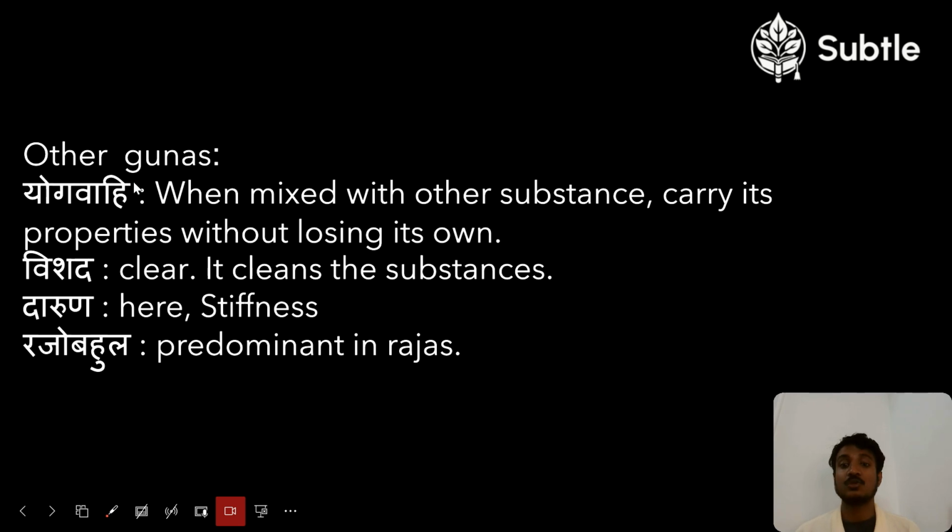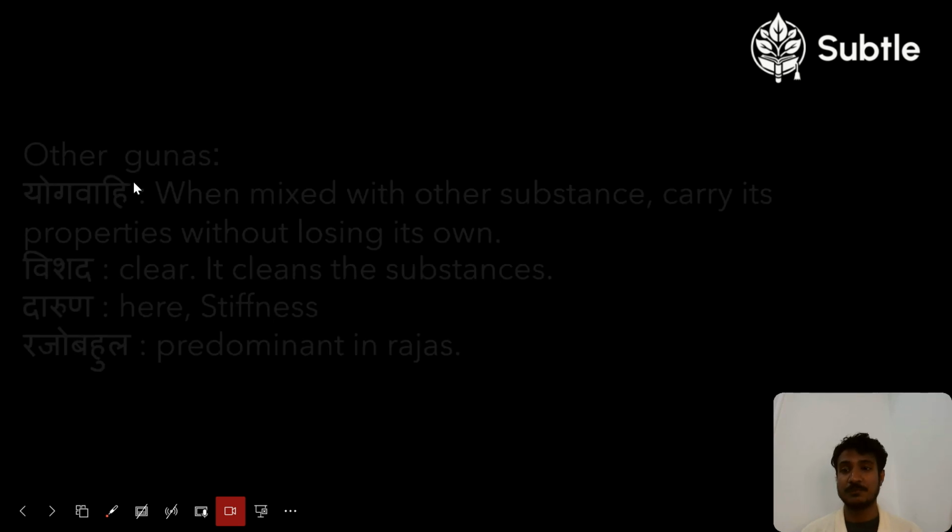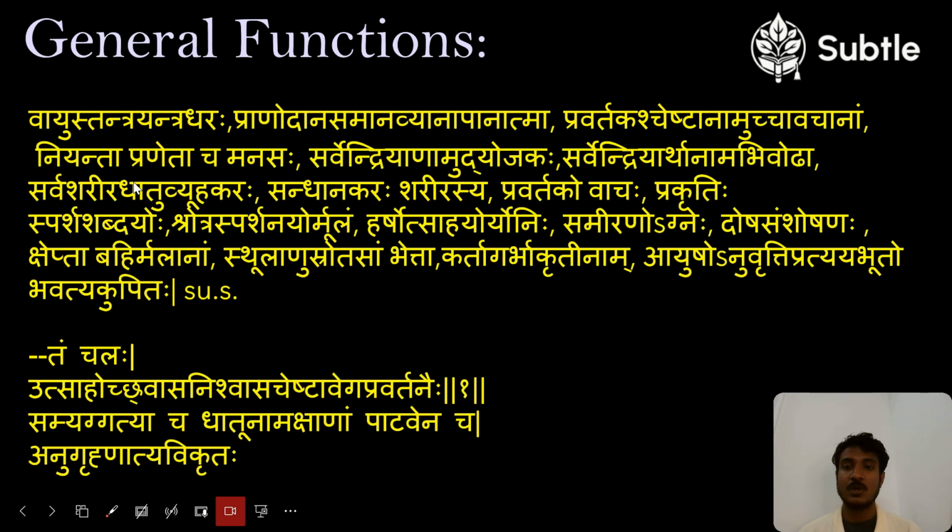Rajo bahula. Because without vata, there is no activity. Rajas has the property of activity, of becoming active. So it is rajo bahula. It has rajas. These are some of the other gunas. So coming to the vata karma. The big shloka which you are seeing here is vata karma.